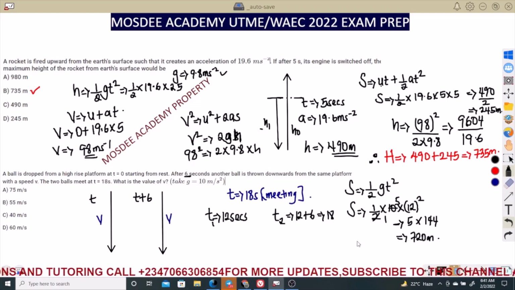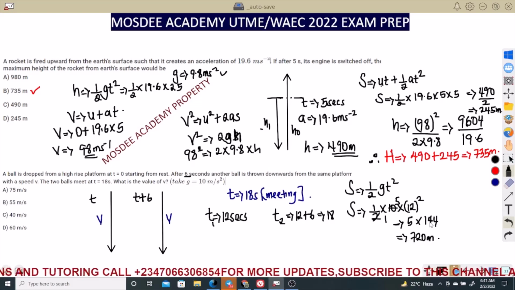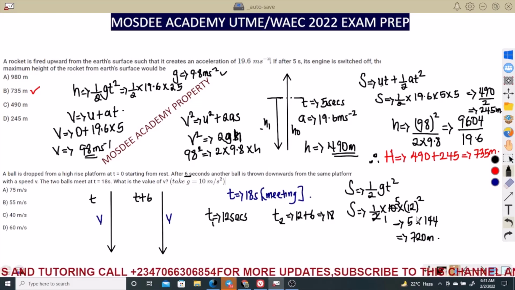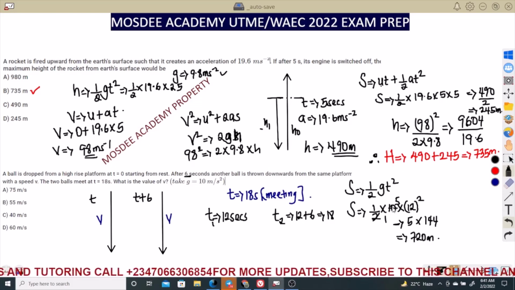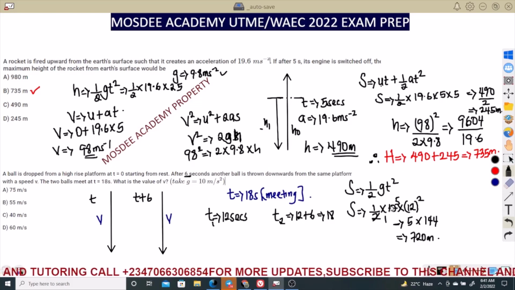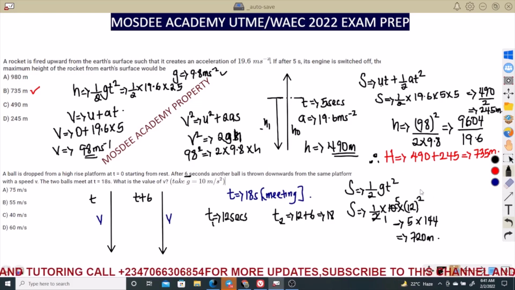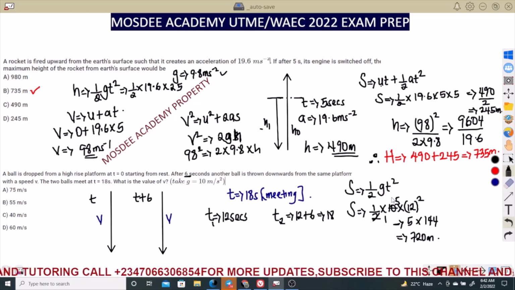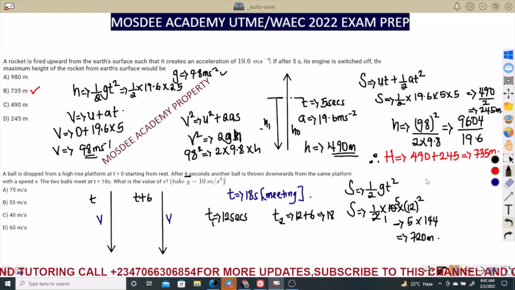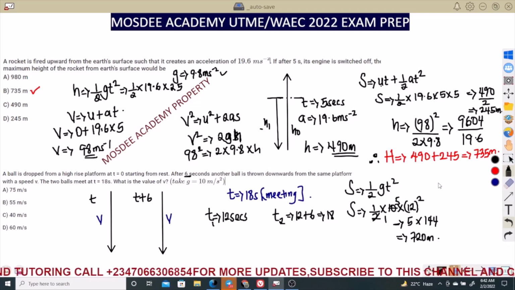I hope that is right. Okay. The two balls meet at 18 seconds. So the distance this has moved at that point, let me get the time for 18 seconds, I'm going to get the value of what. Then for 18 seconds, I'll use the same thing.